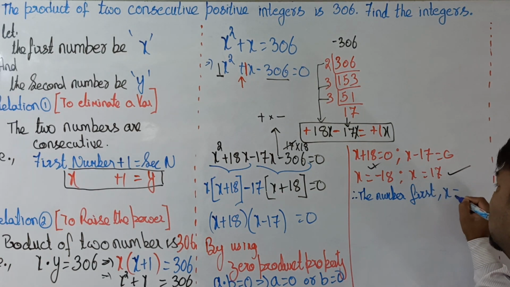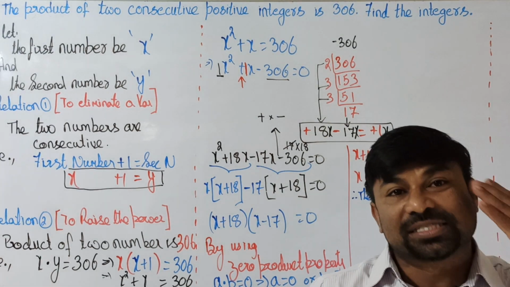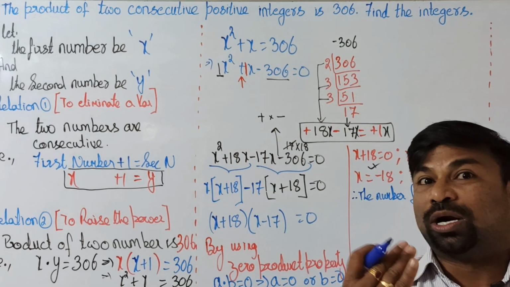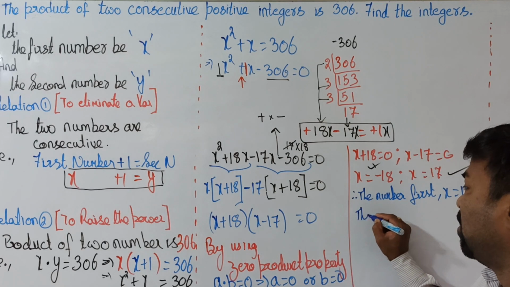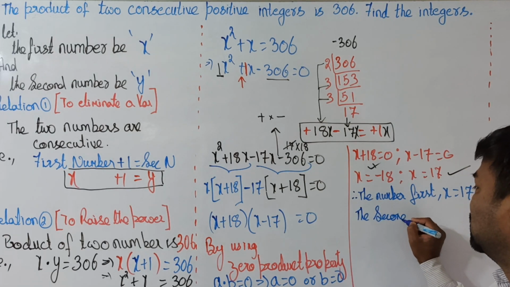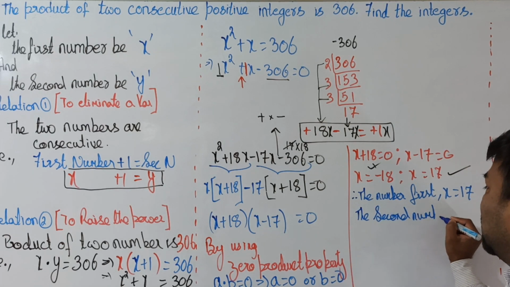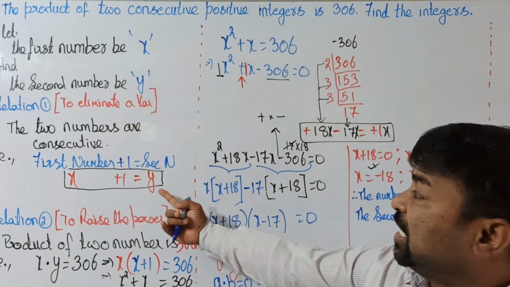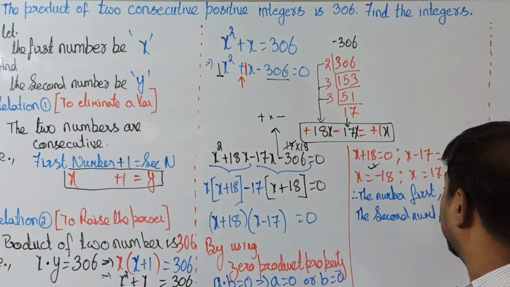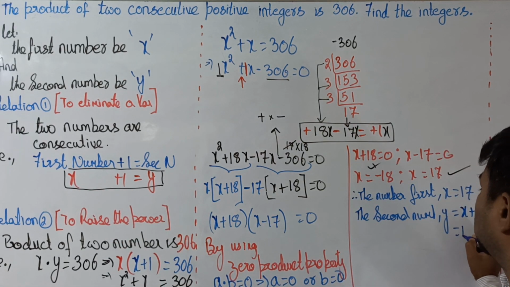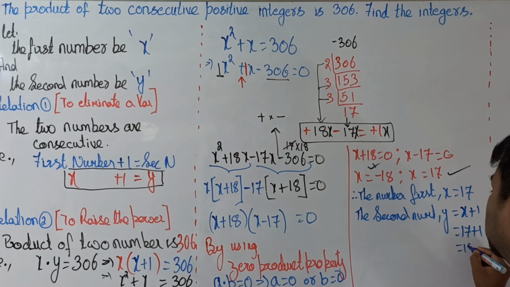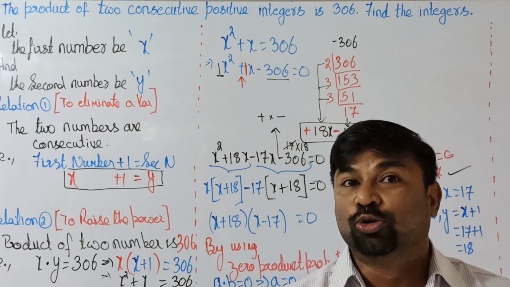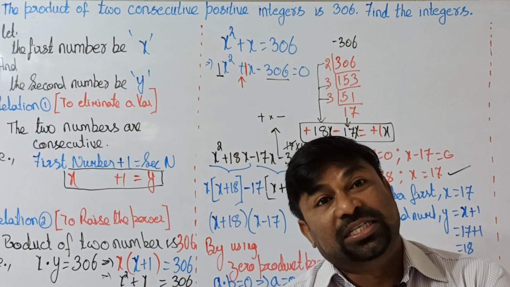first one, x is equal to 17. The first number out of the two numbers is 17. But what is the second number? The second number we thought of as y. But y is related to x. How is it related? It is x plus 1. So 17 plus 1 equals 18. So the two numbers he is talking about are 17 and 18.